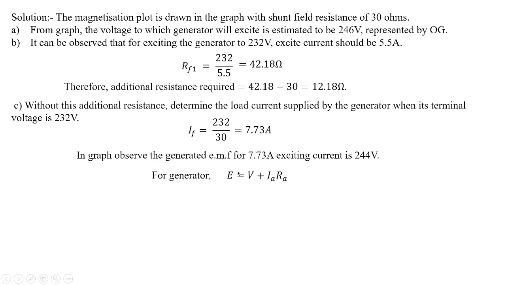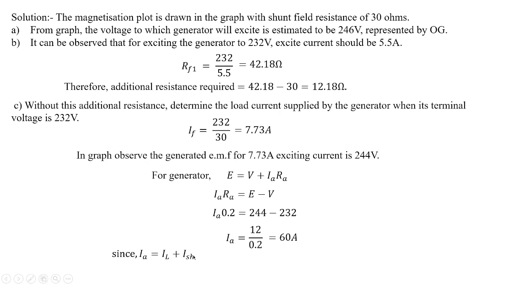So for the generator we have E is equal to V plus IARA, therefore IARA will be equal to E minus V. The RA value is given as 0.2. So with that I get the value of armature current, which is nothing but 12 divided by 0.2, which is 60 amperes. We need to find out the load current.